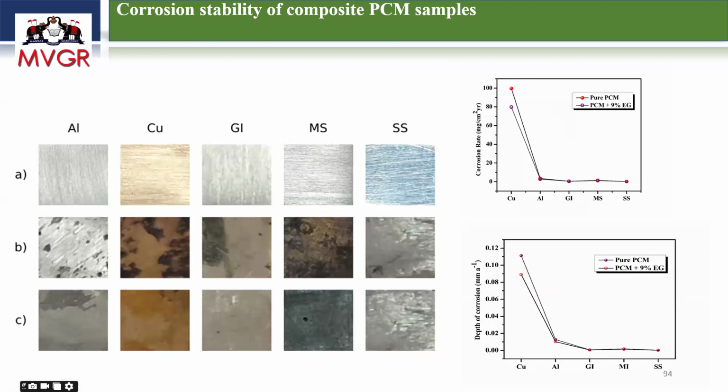So if you store in a stainless steel based container, my corrosion will be very low. But if you store in copper, my corrosion will be very high. And in the same way, aluminum also has more corrosion as compared to stainless steel.